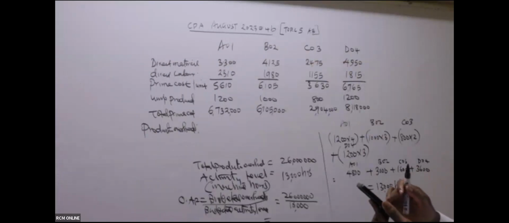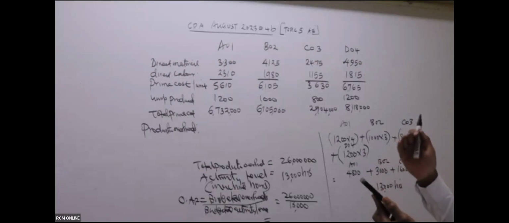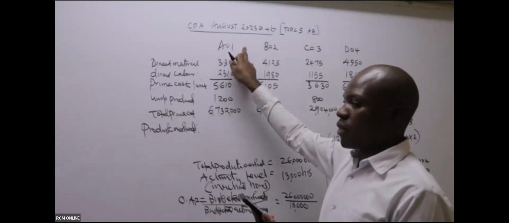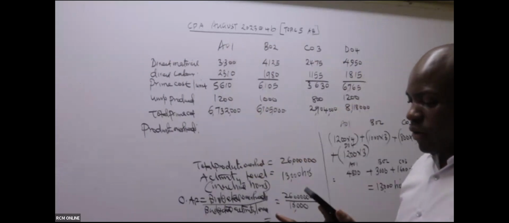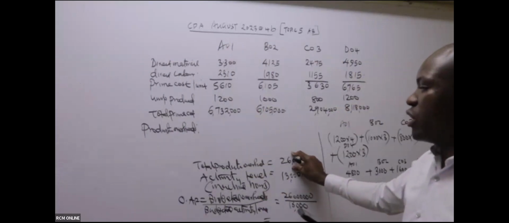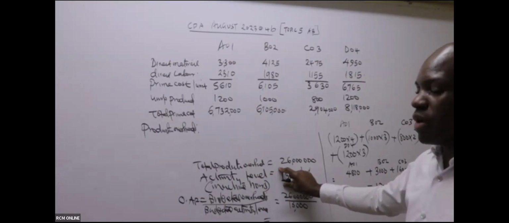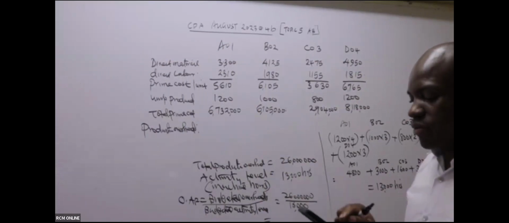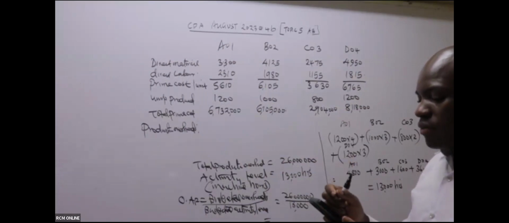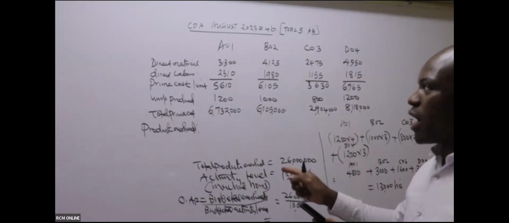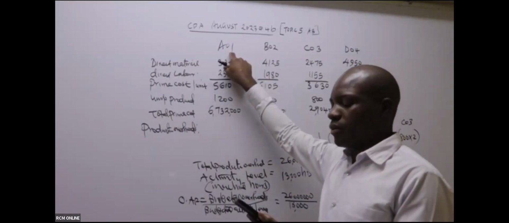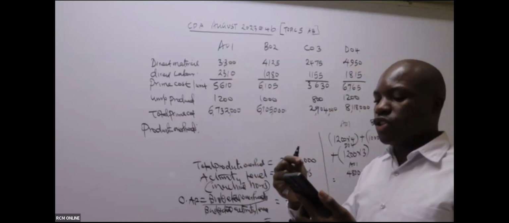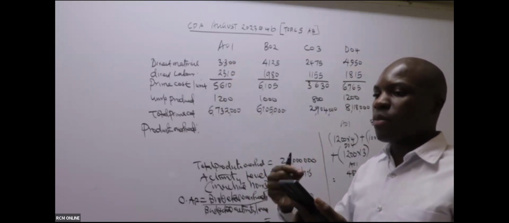Now, if you look at the first table, we are told that the output in units is 1,200 for A1. And we are told that this production overhead will be distributed based on total machine hours. Are you able to identify the total machine hours required to produce a unit of A1? From the same table, immediately after the output in units, we have machine hours per unit.